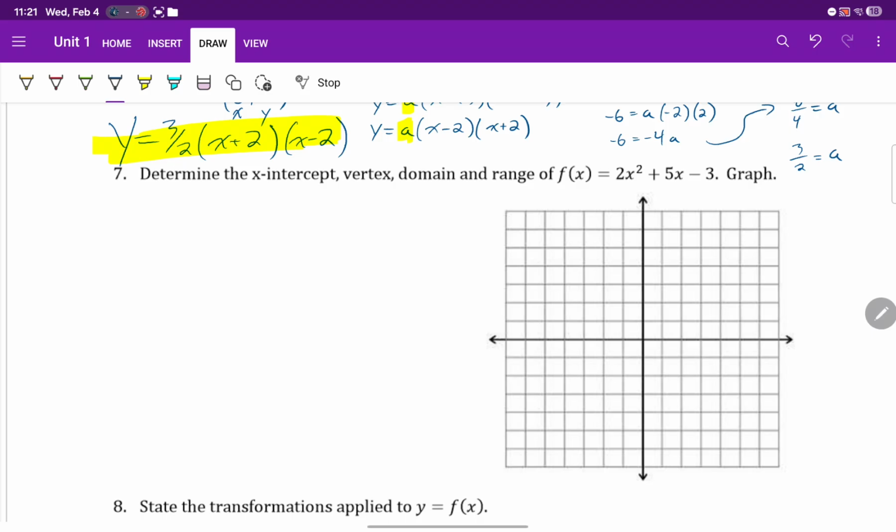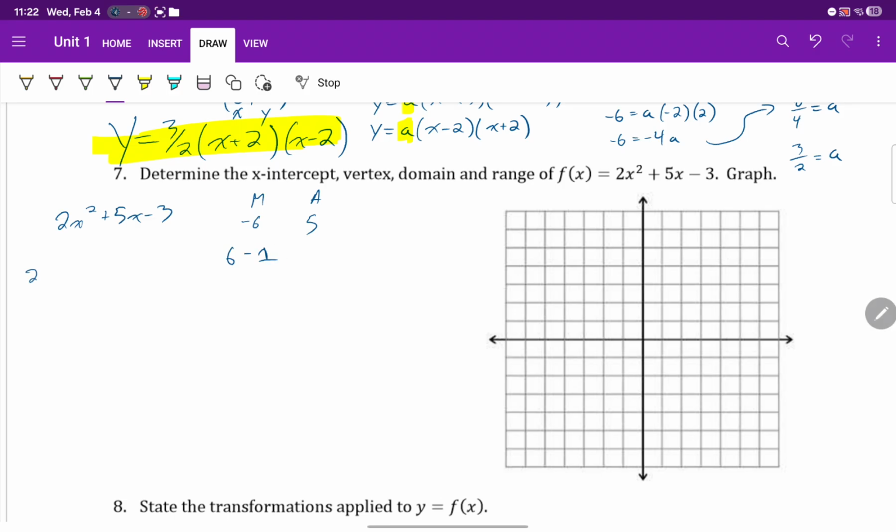We are going to factor this to start, okay? So we have 2x squared plus 5x minus 3. I'm going to factor this. So I'm going to find two numbers that multiply to negative 6 and add to 5. It's going to be 2 and 3. No, it's going to be 6 and 1. It's going to be 6 and negative 1.